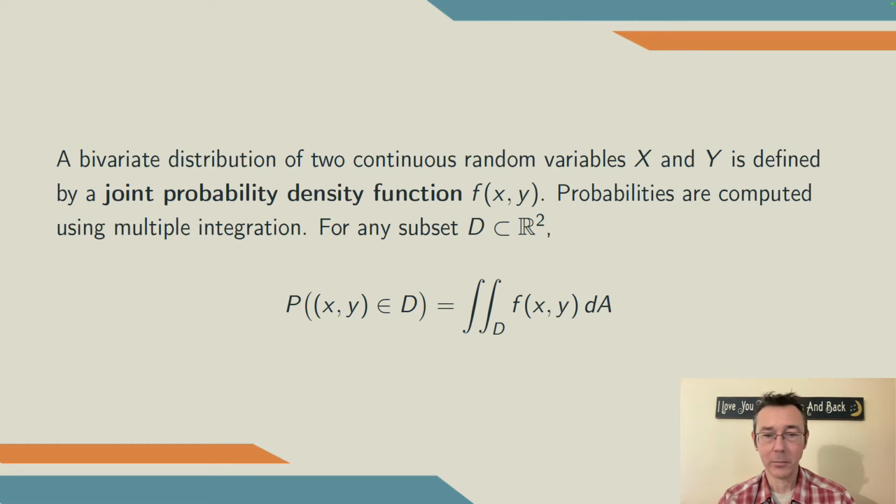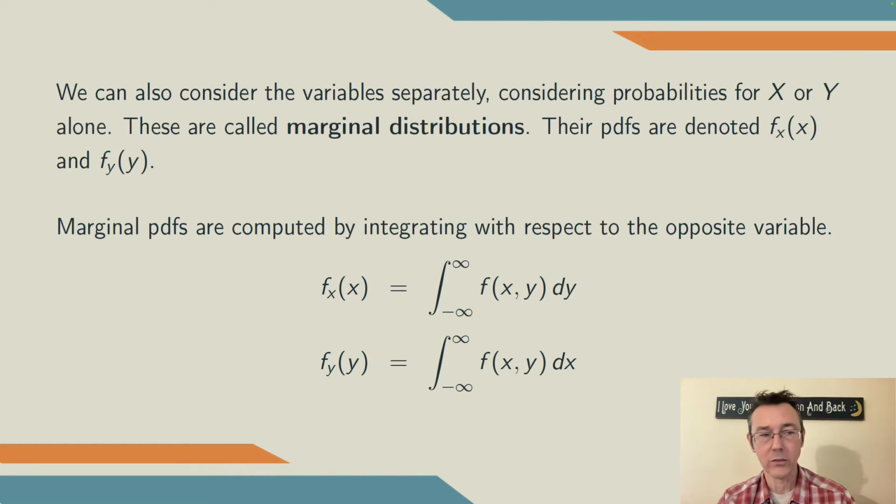If we have any subset, call it D, of R squared, then the probability that x and y land in that region is just the integral of that joint PDF over that region. Now we can also consider the two random variables separately, one at a time, considering probabilities for x or y alone. And those are called marginal distributions. Those marginal distributions have PDFs, of course, and we denote those with f sub x of x and f sub y of y.